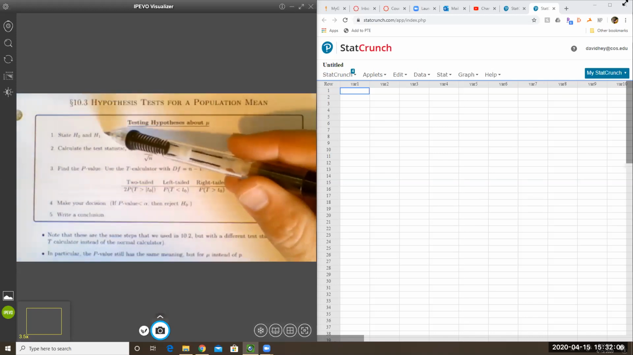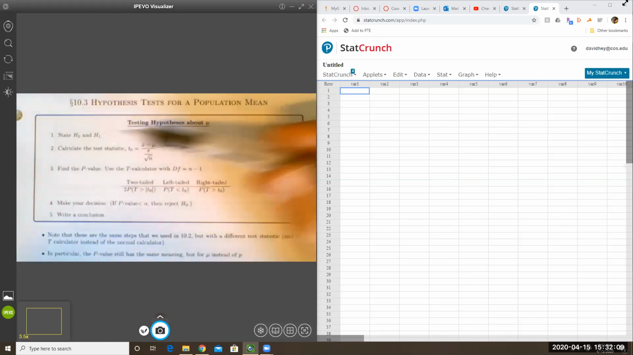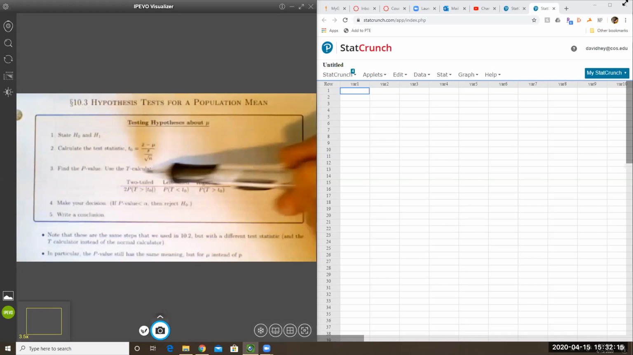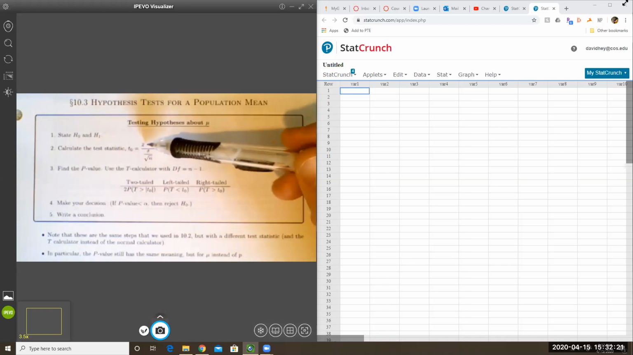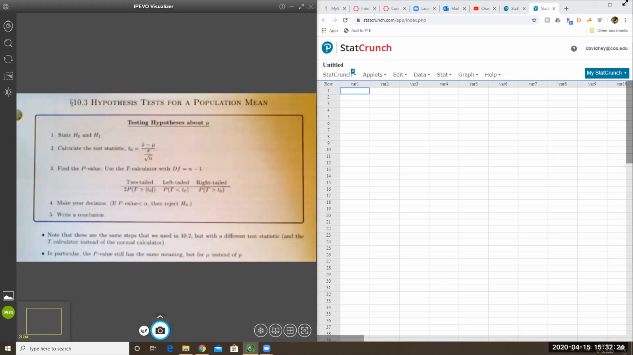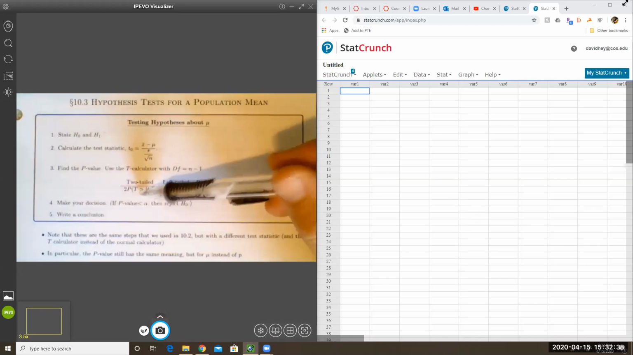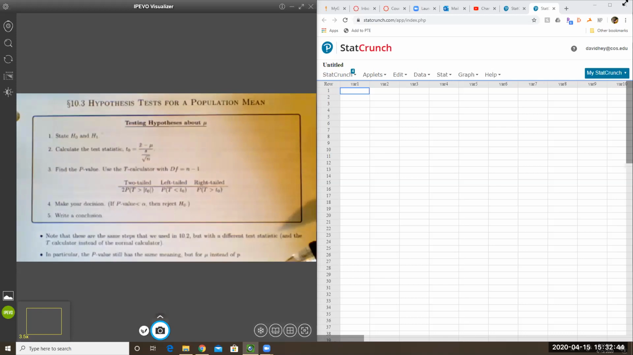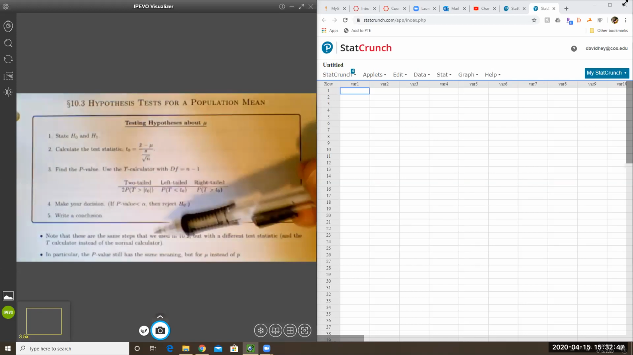So the first thing we're going to do is state our hypotheses. The next thing we're going to do is calculate a test statistic. And again, this test statistic is basically a z-score that corresponds to your sample statistic that you collected. In this case, x bar, since we're trying to test a hypothesis regarding means. Once you have your test statistic, then you can use it to compute a p-value. And again, you have a different p-value that you're going to compute depending on whether you're running a two-tailed, left-tailed, or right-tailed test. And then finally, you'll use your p-value to make a decision.